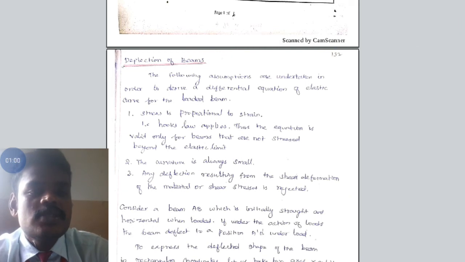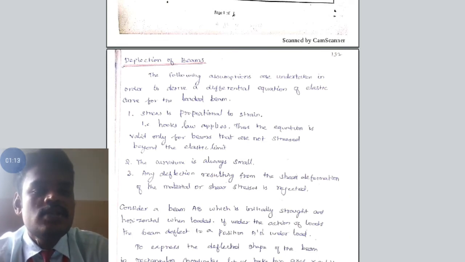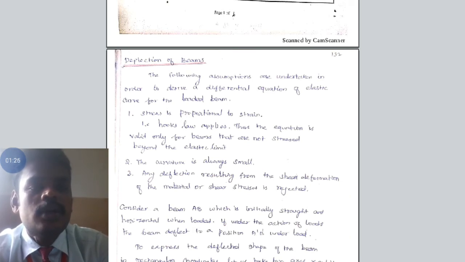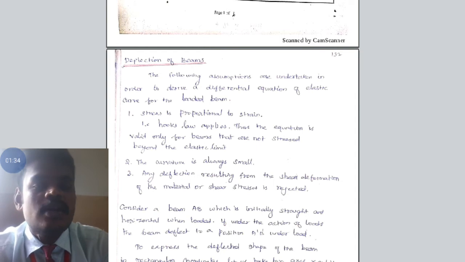The following assumptions are undertaken in order to derive the differential equation of elastic curve. In order to find this elastic curve or governing differential equation, some assumptions are made. First one is stress is proportional to strain. We know that Hooke's law is applicable up to the proportional limit only. Beyond that, we cannot apply Hooke's law. Similarly, in order to calculate the deflection of beams, we assume that the stress is proportional to strain within the elastic limit only. Beyond the elastic limit, we cannot calculate the slope and deflection.